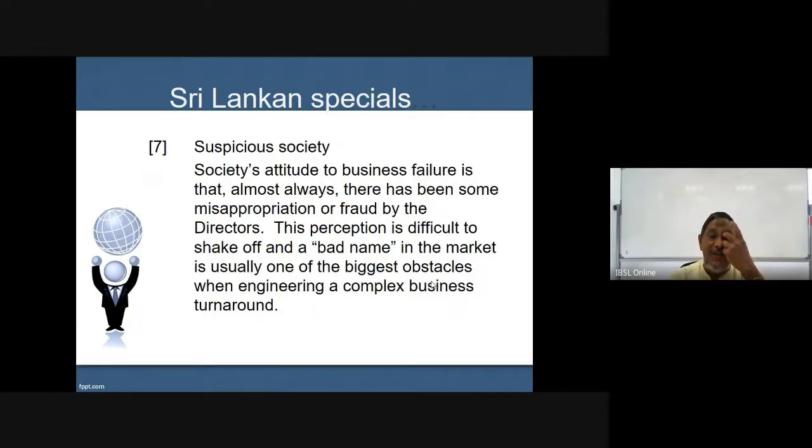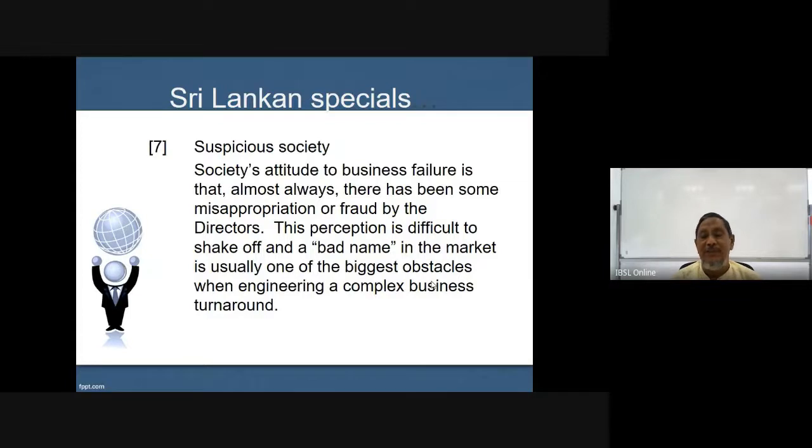Then the suspicious society, this is another factor. Society's attitude to business failure is that almost certainly there has been some misappropriation or fraud by the directors. This perception is difficult to shake off, and the bad name in the market is usually one of the biggest obstacles in engineering a complex business turnaround.